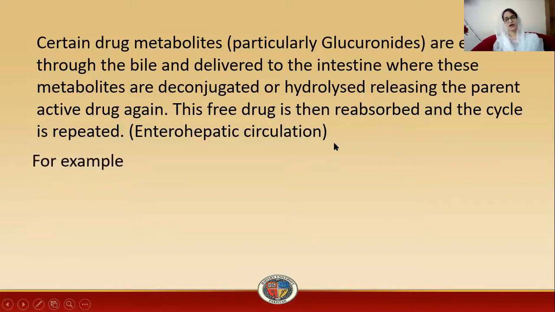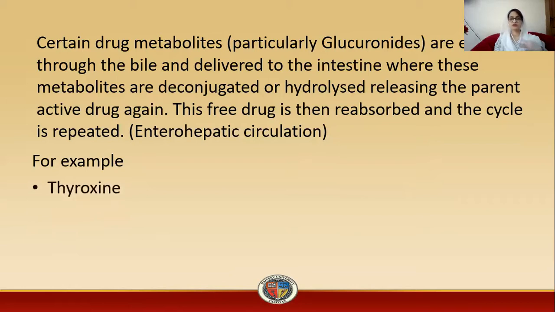Enterohepatic circulation. So as I told you earlier, the metabolites which are conjugated with glucuronides are excreted through bile into the intestine, from where the enzymes which are present in the gut hydrolyze these conjugated metabolites, and the active drug, or you can say the free drug, is again available in the intestine, from where, through the hepatic portal vein, it gets reabsorbed into the liver and the cycle is repeated, which is known as enterohepatic circulation.